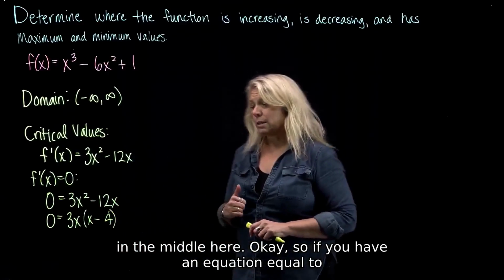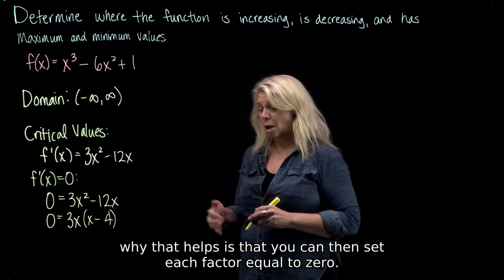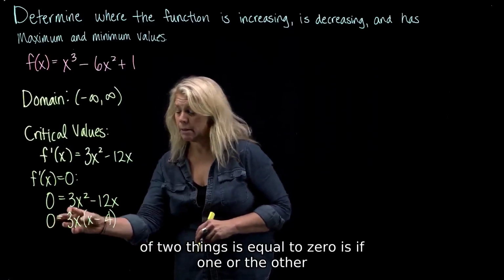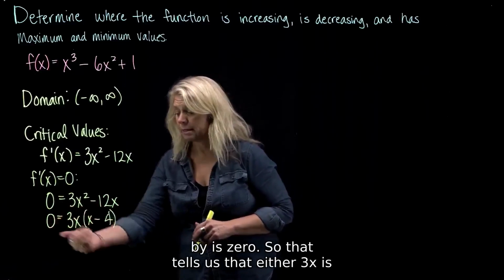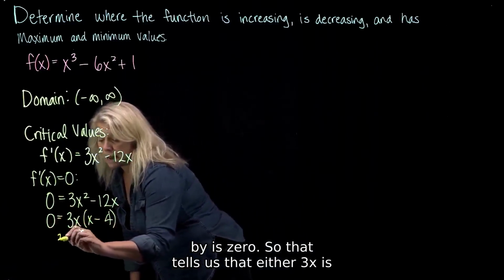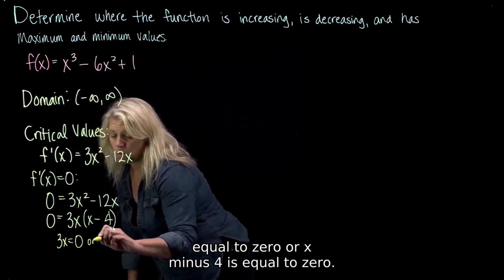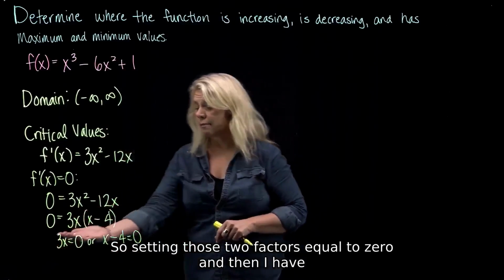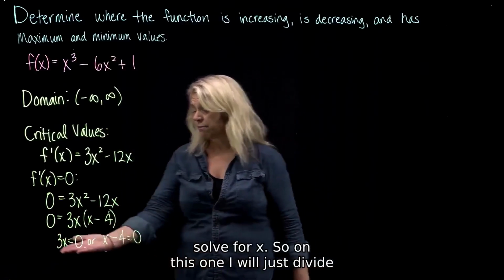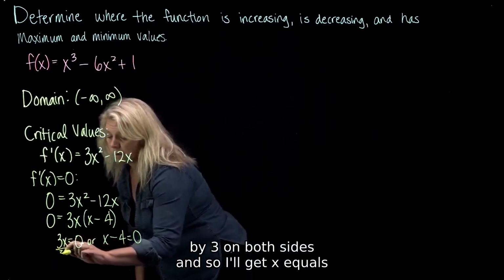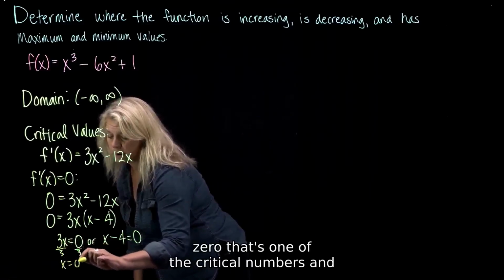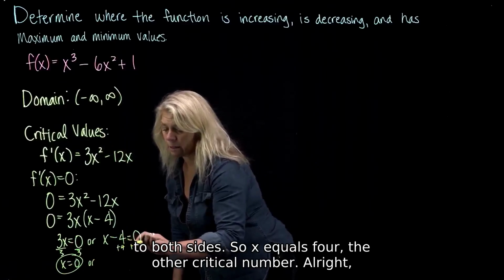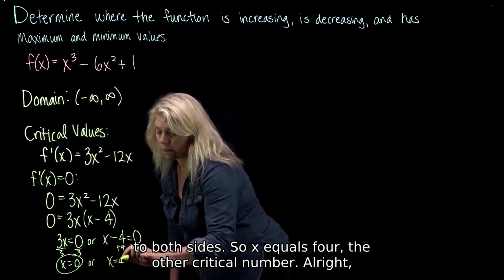Okay, so if you have an equation equal to 0 and you can factor, why that helps is that you can then set each factor equal to 0. The only way a product of two things is equal to 0 is if one or the other of those things you're multiplying is 0. So that tells us that either 3x is equal to 0 or x minus 4 is equal to 0. So setting those two factors equal to 0, I then have simpler equations that I can solve for x. On this one, I will just divide by 3 on both sides, and so I'll get x equals 0. That's one of the critical numbers. And then the other one here, I'll just add 4 to both sides. So x equals 4, the other critical number.